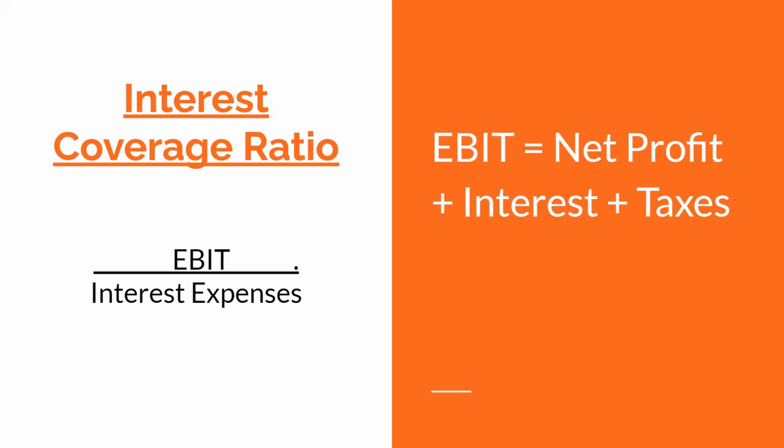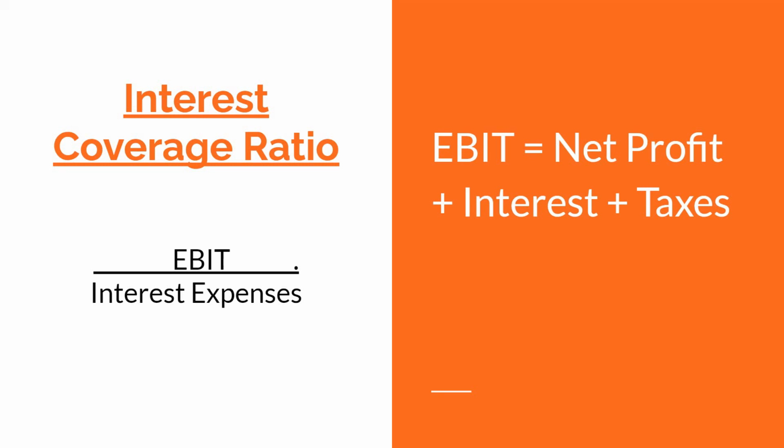So let's suppose in the current example, interest expenses are 500 and your net profit is 1,000. Taxes are also 500. So let's add these together and your EBIT becomes 1000 plus 500 plus 500, which is equal to 2000. So EBIT 2000 divided by interest expenses of 500 becomes equal to 4. So your interest coverage ratio is equal to 4.